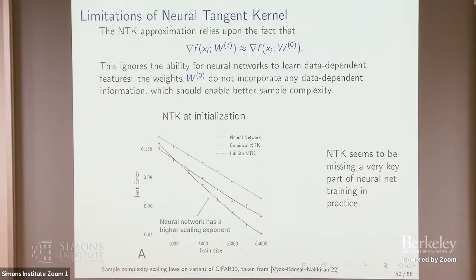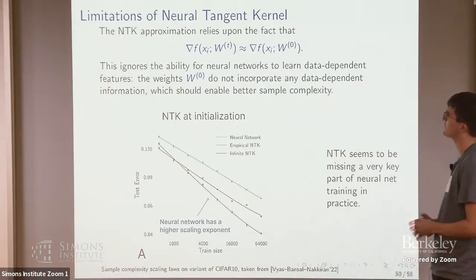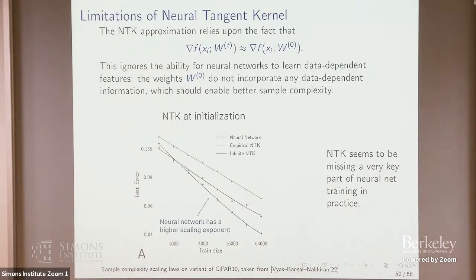Okay, so then I wanted to talk a bit about what we are losing and how complete this NTK approximation is. Is it actually an accurate depiction of reality for neural networks that we see in practice? The approximation relies upon the fact, at least as I've presented it, that the gradients of the network at time t are close to the gradients of the network at initialization. And if we're making that approximation, it means that the weights W_t that we're considering do not actually incorporate data-dependent information in any way. We're just saying that what's going on is close to what's happening at initialization.